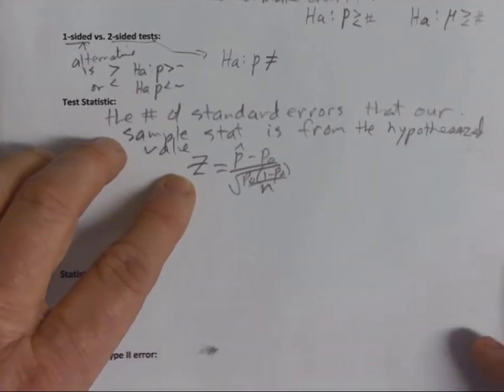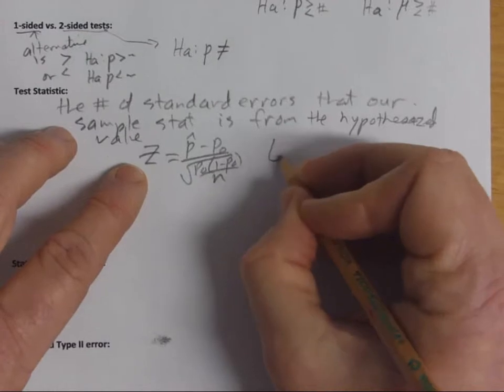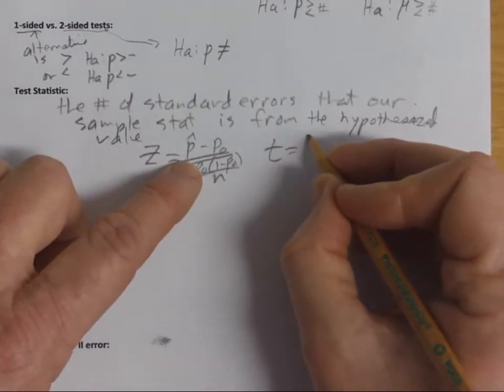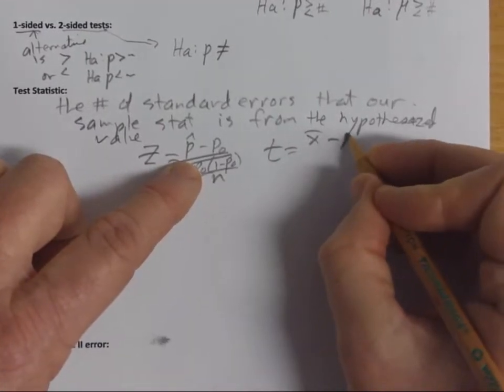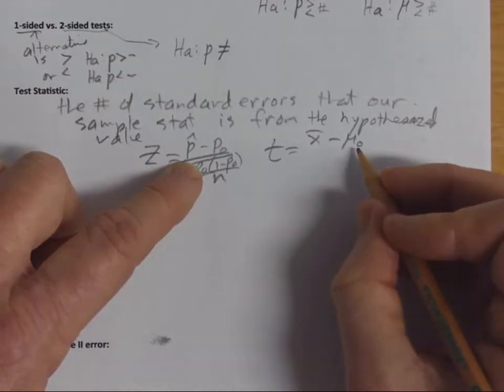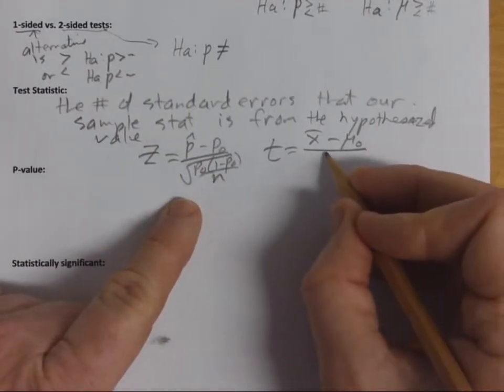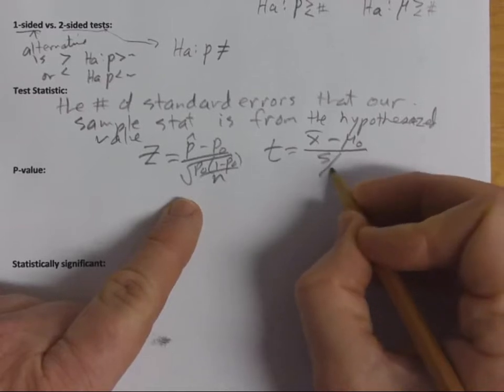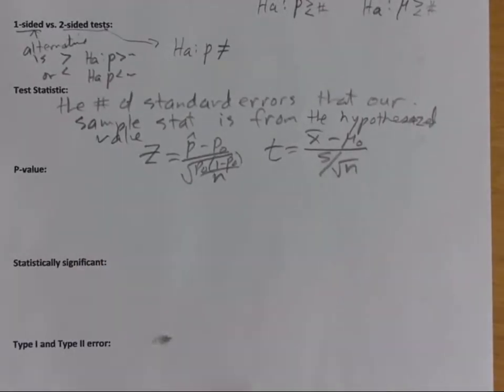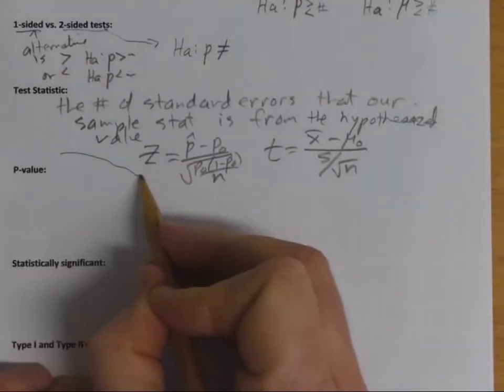In section 3, it's going to be t. Our statistic there is x bar minus mu sub naught, our hypothesized value, over s over the square root of n, which would be our standard error there. So that is what we're going to be working with.